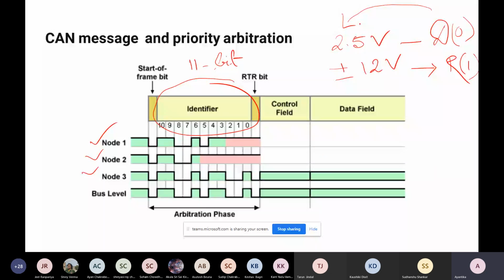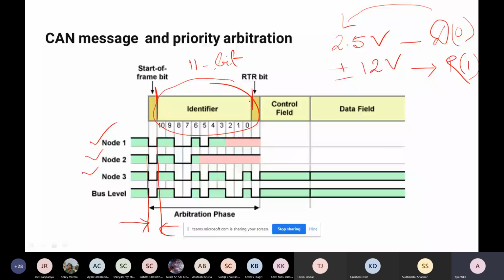Now, here the priority is decided based on 0 dominance. What does it mean? Whichever node will send an early 0 bit will gain the dominance. Just consider these values now. This is the initial start of frame. That should always be at this low level. Maybe you can consider that a dominant bit. After that, these 11 bits, these are the identifier bits.